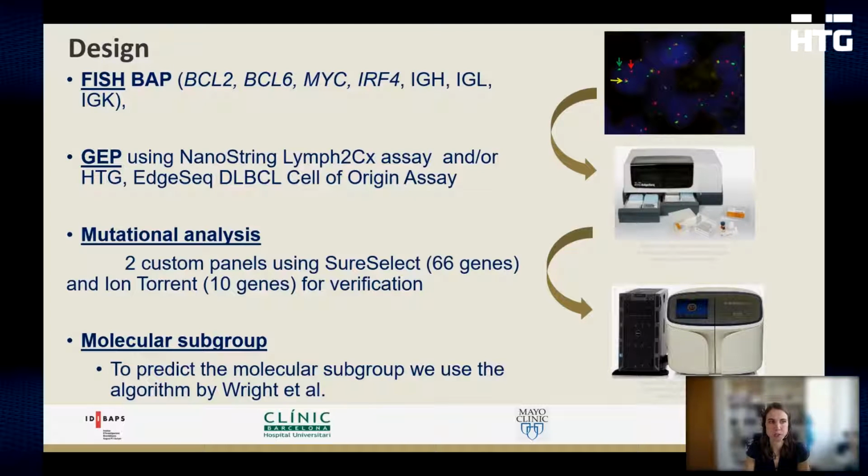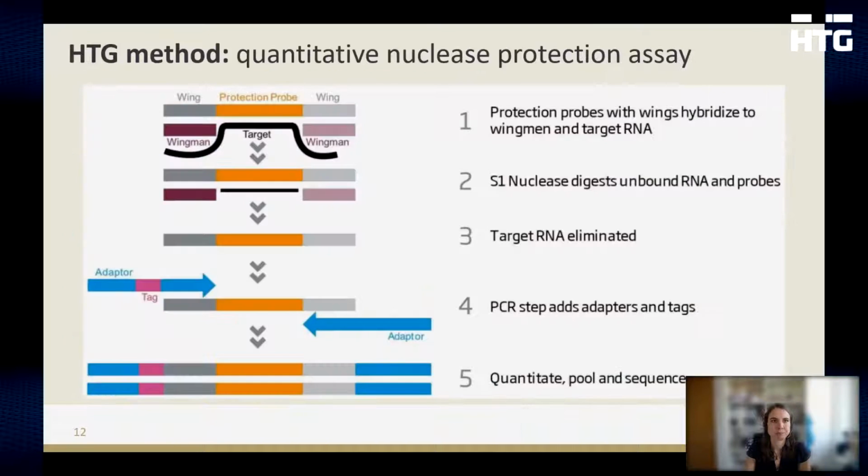As gene expression profiling platforms, we used the NanoString Lymph2Cx assay and/or the HTG EdgeSeq DLBCL cell of origin assay. For mutational analysis, we used 2 custom panels: first the SureSelect with 66 genes, and the IonTorrent panel with only 10 genes for verification. To predict the molecular subgroup, we used the algorithm by Wright et al.